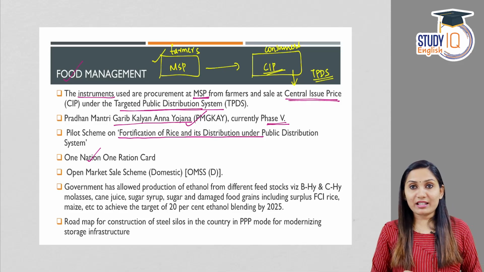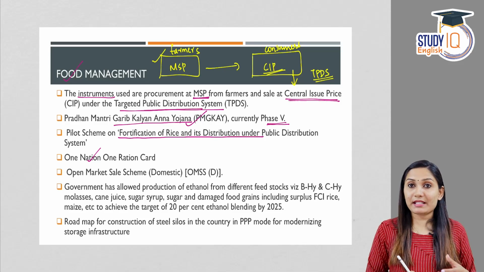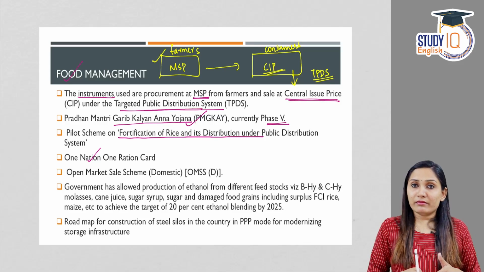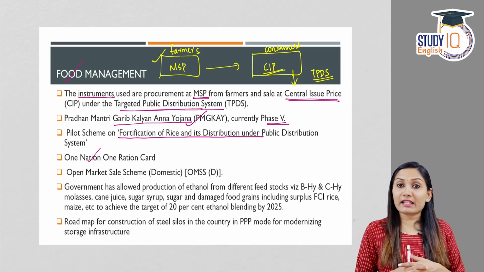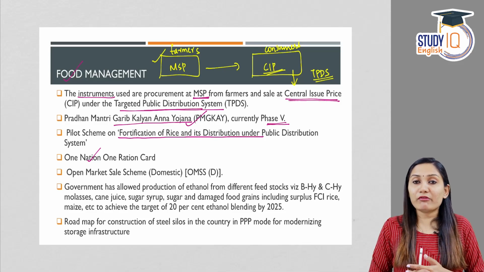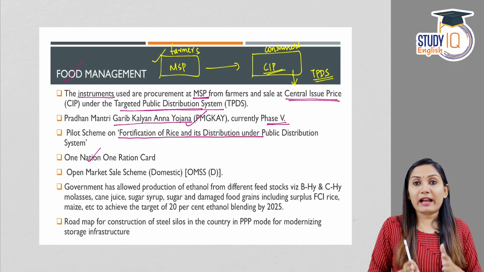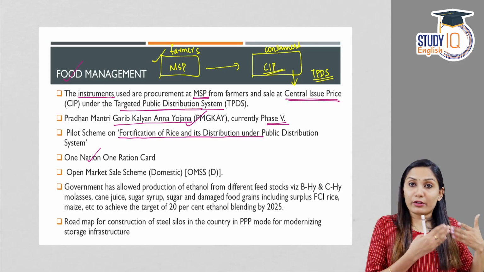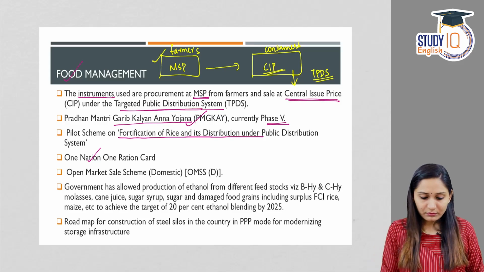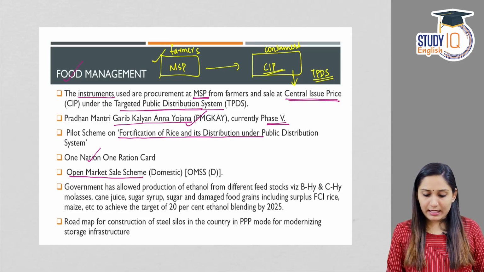One Nation, One Ration card has been recently launched, especially in the wake of COVID-19. The migrant workers were in a distressed situation due to their inaccessibility to food grains through the public distribution system. So we have launched the One Nation, One Ration card. If you have a ration card, you can buy the food grains from any ration shop in the country. Next is Open Market Sale Scheme.